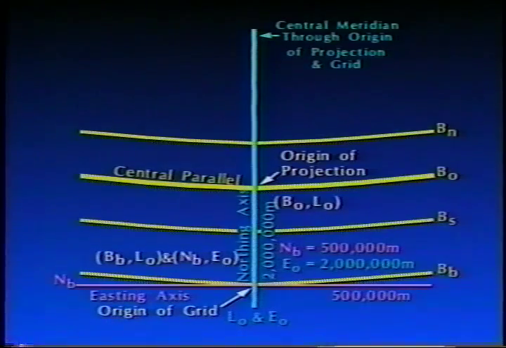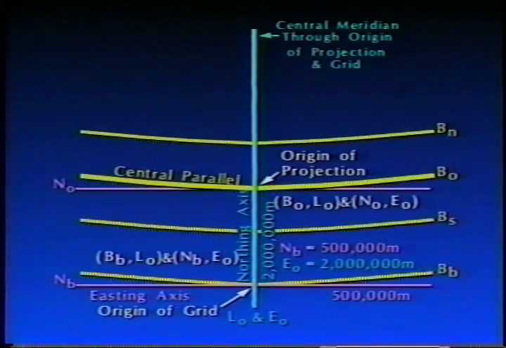Through the grid origin and at a right angle to the central meridian runs the easting axis of the grid. It is the baseline of the grid noted as N sub B. A northing value of 500,000 meters is associated with the easting axis. Therefore, the origin of the grid has plane coordinates of 500,000 meters northing by 2 million meters easting. This is true for all zones by definition. Parallel with the baseline of the grid and passing through the projection origin is an east-west grid line. Its northing value is noted as N sub O, a tabled constant. Therefore, the grid coordinates of the projection origin are N sub O by E sub O.